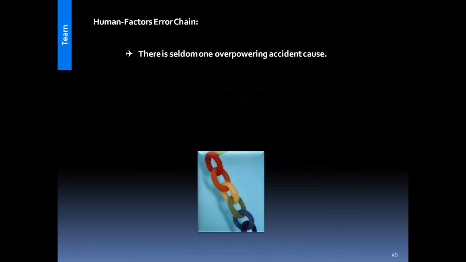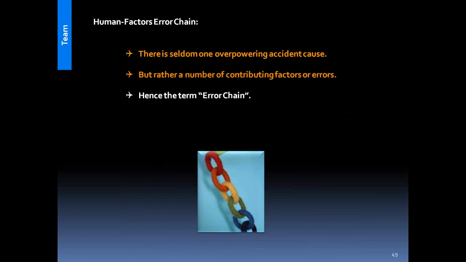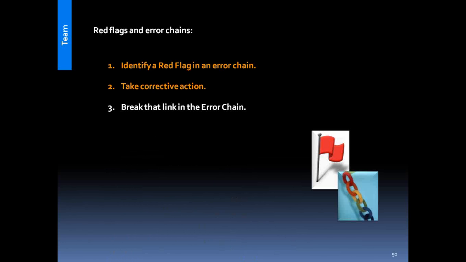Now let's talk a little bit about error chains. There is seldom one overpowering cause of an accident. We've found this out over the years. Unless you just have a mid-air, it just happened. But most accidents are a chain of events, a chain of red flags that if you can identify one of them, you can get out of it. So there are a number of these contributing factors, and that's why we call them an error chain. So the steps are identify a red flag in an error chain, then take corrective action. And by doing that, you're breaking that link in the error chain. And the incident or accident is probably going to be prevented. So it's very simple, very straightforward, but it's a process, a procedure.